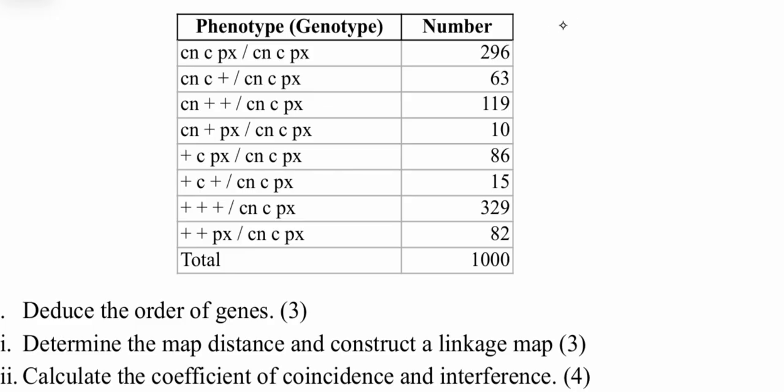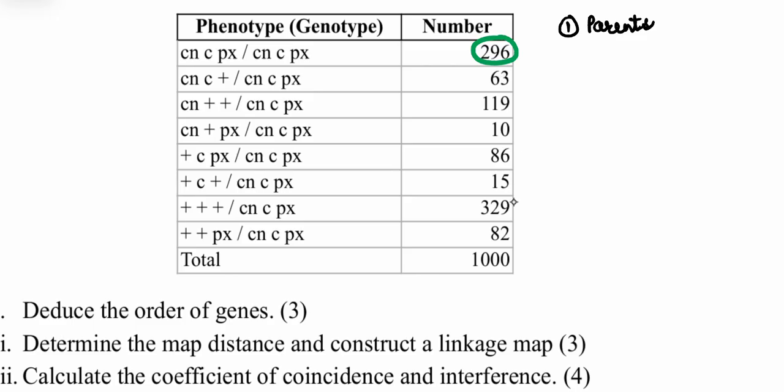Now step 1 is identify the parents. Now, who are the parents? See, the parents are those which have the maximum number. So, I am trying to represent them with the green pen. Here, 296 and 329. These are the parents whose number is maximum.